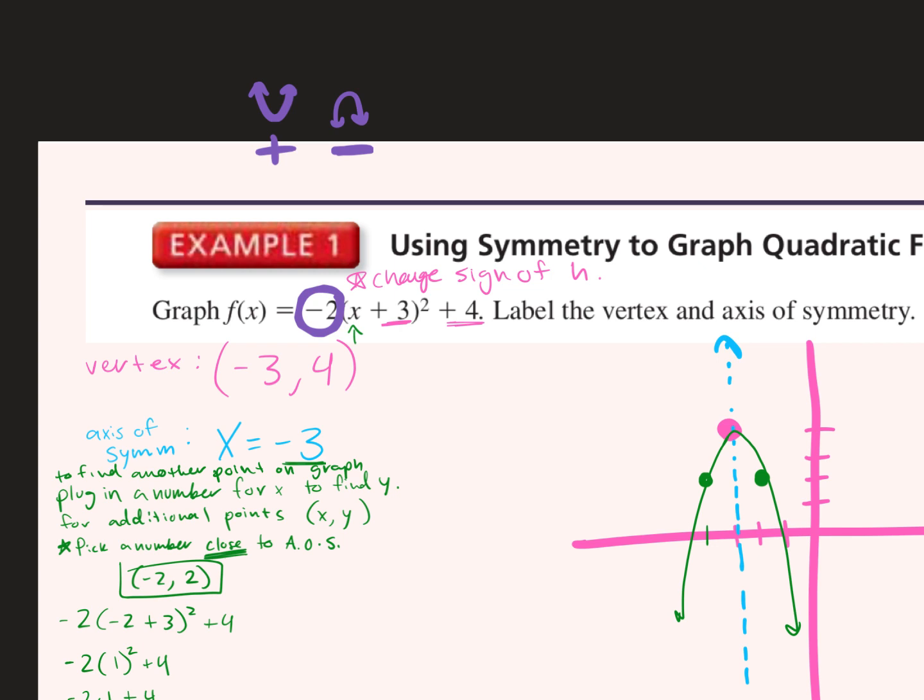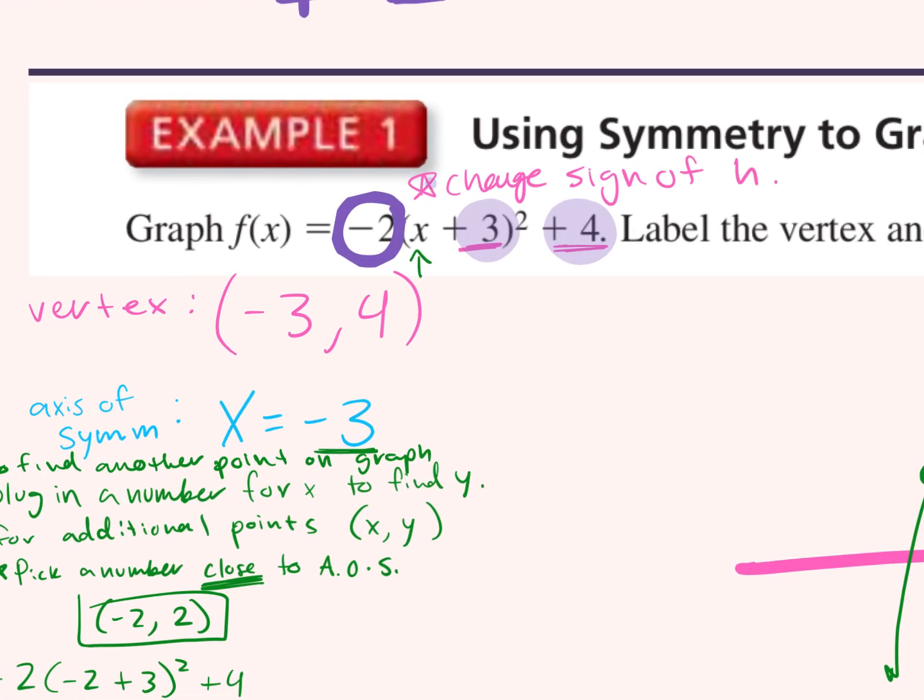The vertex comes from what you're adding inside and outside of the original equation. But you always flip the sign of your h. So that's why it turns into -3 and 4. So what you're adding on the inside and what you're adding on the outside. The number that you're multiplying out front has nothing to do with the vertex.